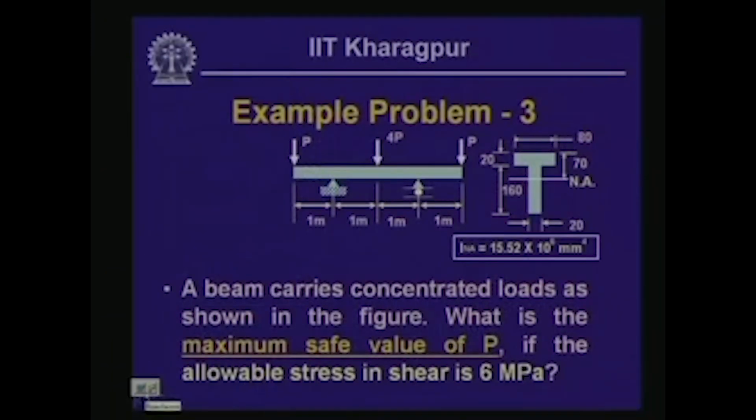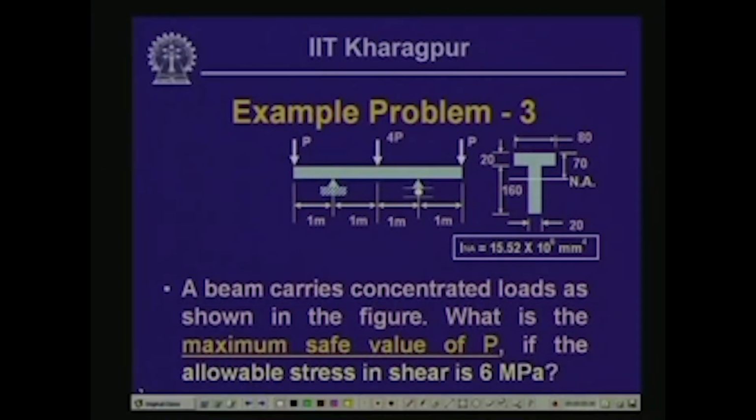Now, let us look into another example where we have a beam loaded in this particular form, with loads P at the two ends and 4P at the center. This beam is hinged at this end, let us call this A, this end B, this point C, this D and this E. So, it is hinged at B and on a roller support at D, with overhangs between B and A and D and E, and this is the loading it has.